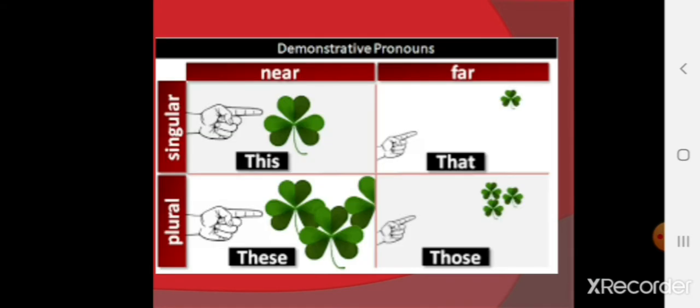So students, today we are going to read the next half of chapter number 3 of PB, that is determiners. So let's start with the next half.